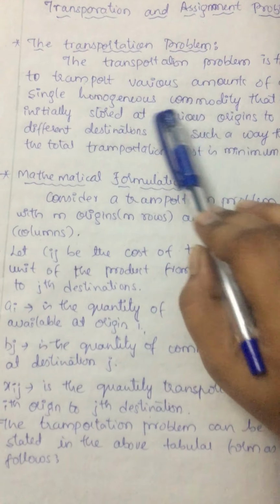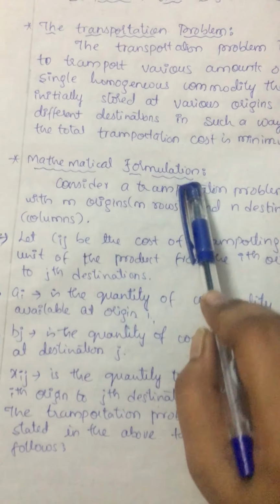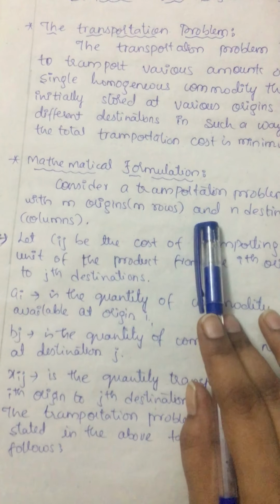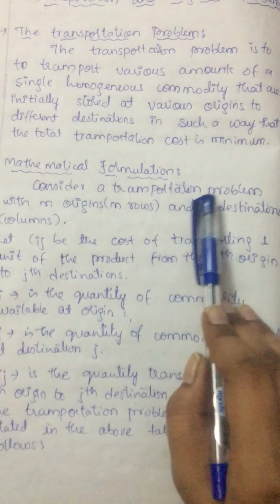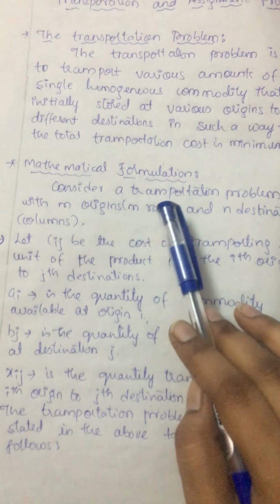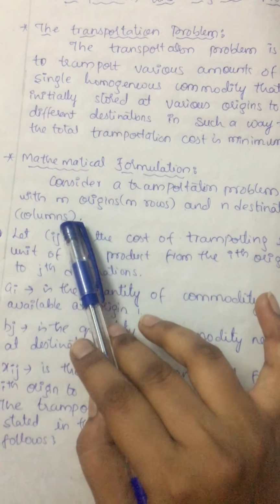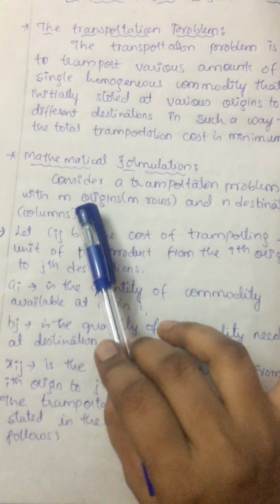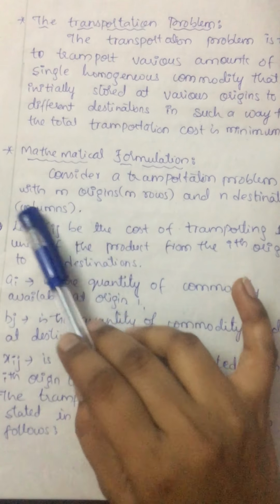To explain this entire transportation problem, we should analyze the mathematical formulation for the transportation problem. Before going to this mathematical formulation, we have to study certain variables that are used in it. Let us take a transportation problem with m origins, indicated by the m rows in a table, and n destinations, represented as columns. So the table has m rows for origins and n columns for destinations.